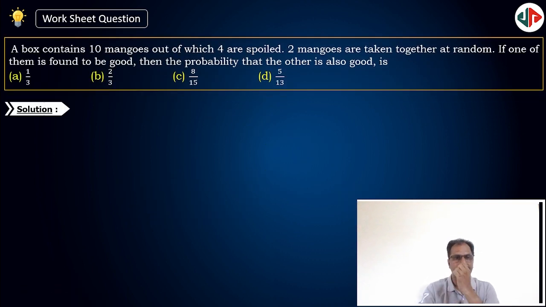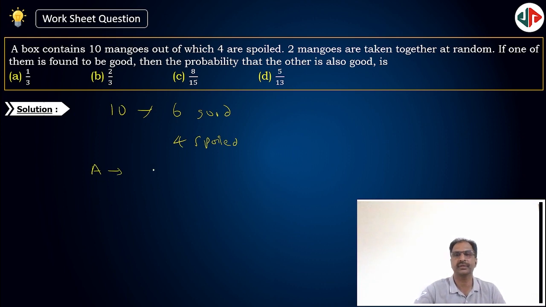Next, a box contains 10 mangoes, out of which 4 are spoiled, remaining 6 are good ones. 2 mangoes are taken together at random. If one of them is found to be good, so this is based on conditional probability. What is the event that is already given? One of the mango selected is good. This is the event already happened.